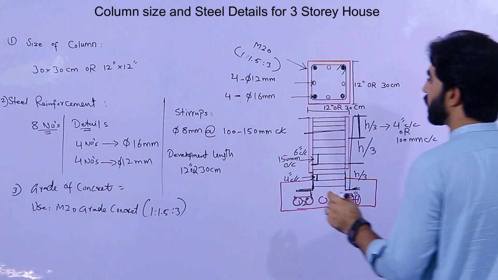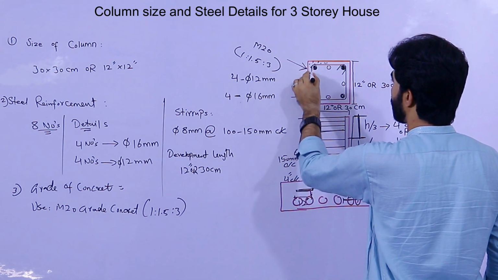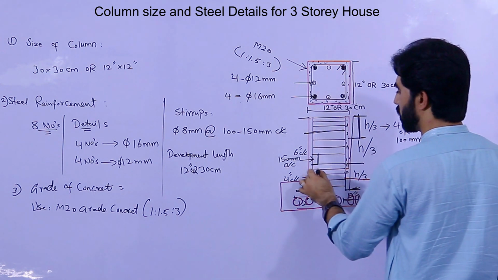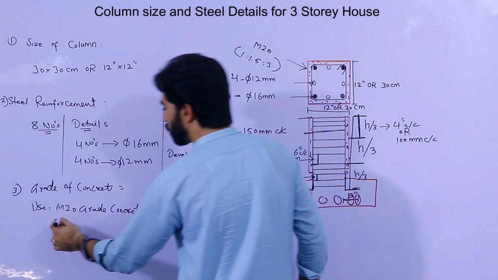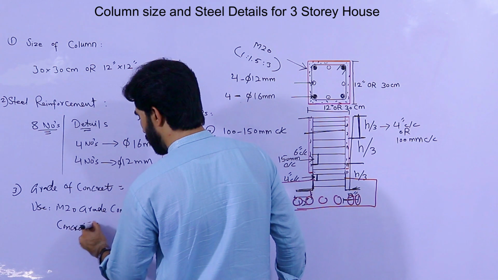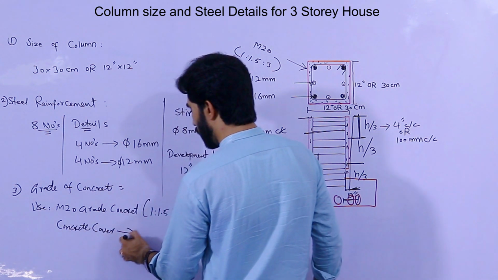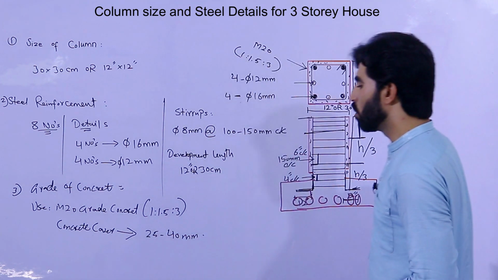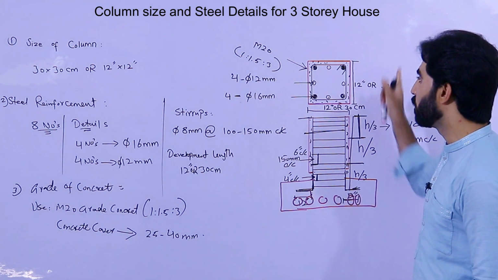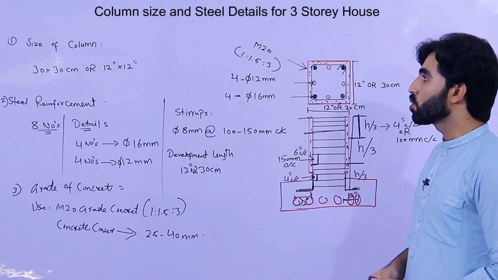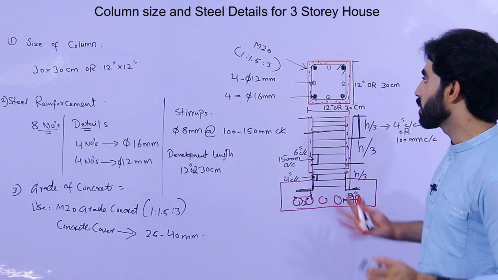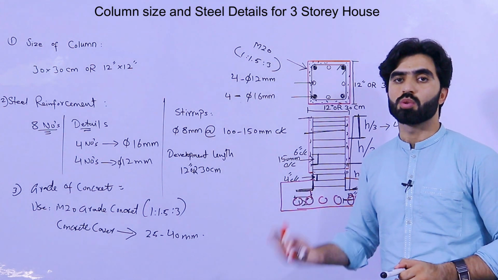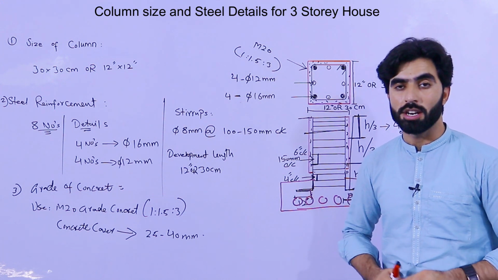Now guys, the concrete cover, like this, you can see in the section. The concrete cover should be from 25 to 40 mm. From 1 to 1.5 inches you can keep the concrete cover on all 4 sides. So guys, this is the topic for today: the size of column, steel reinforcement, grade of concrete, etc. for ground floor plus 2-story, or you can say a 3-story domestic building, not for a commercial building.